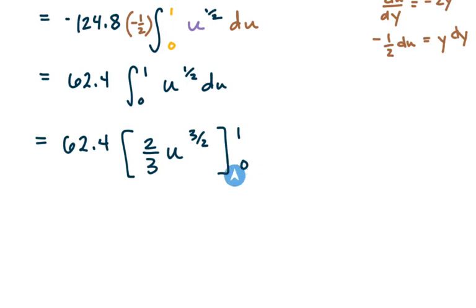When I plug 0 in, that's obviously going to zero out. Plugging in 1 to the 3/2 will remain 1, so we'll just get 2/3 here. And 2/3 of 62.4 is 41.6. And that's 41.6 pounds.